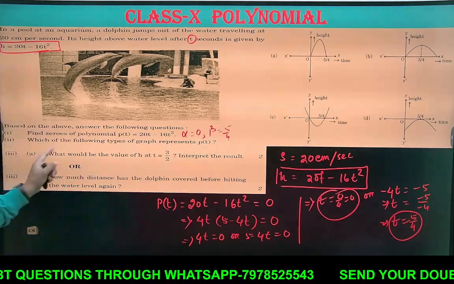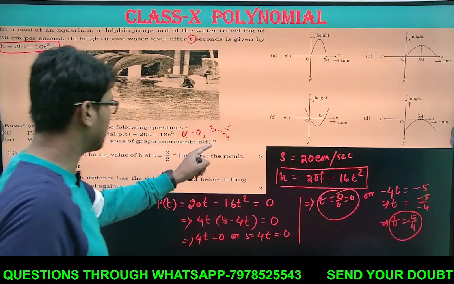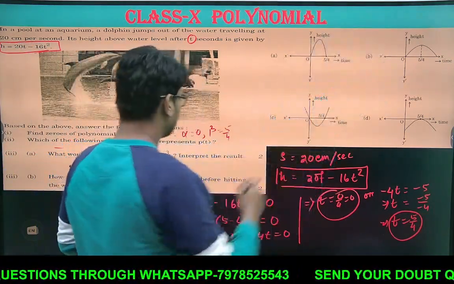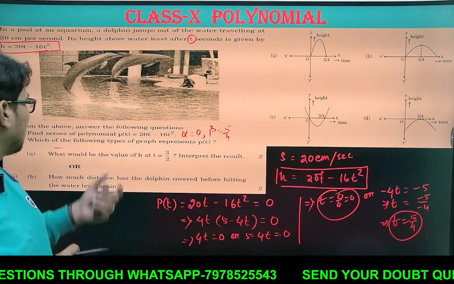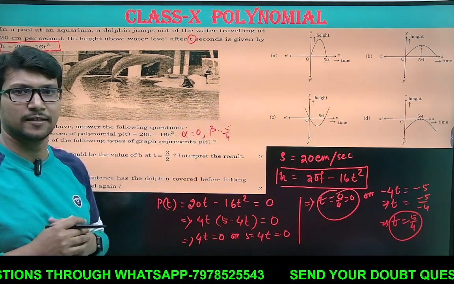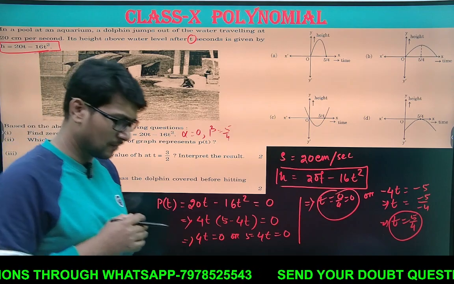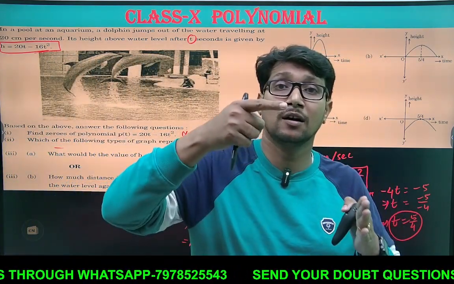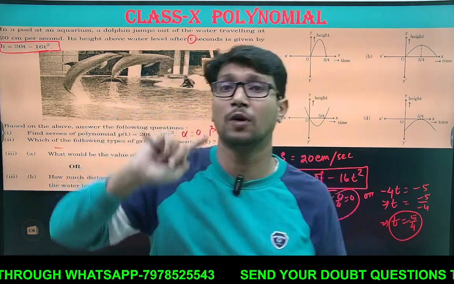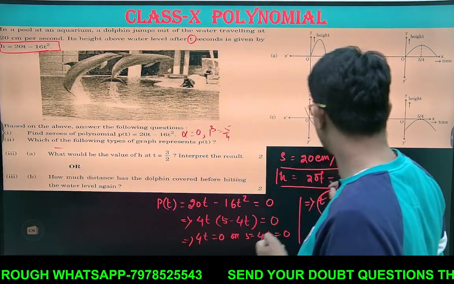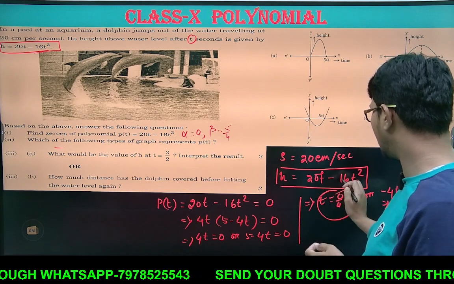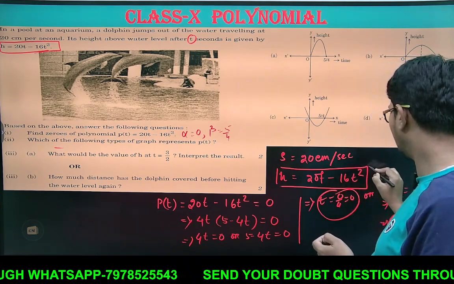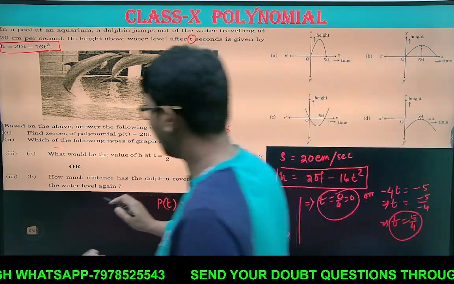Second question, which of the following type of graphs represent P of t? This one. Now check, it is asking which graph is correct. We know in a quadratic polynomial, if a greater than 0, then the parabola opens upward. Here is a greater than 0 or a less than 0? Check, what is a? Minus 16.